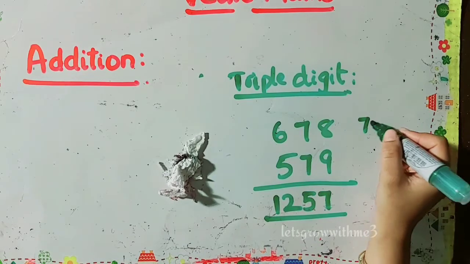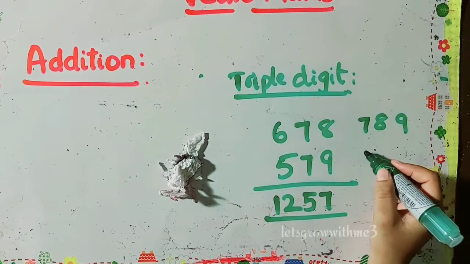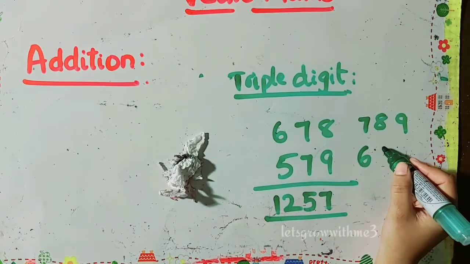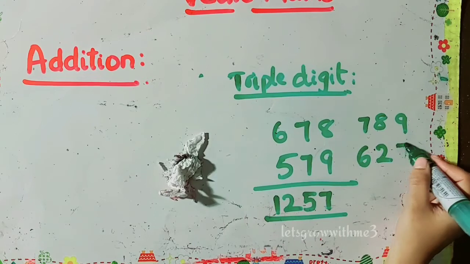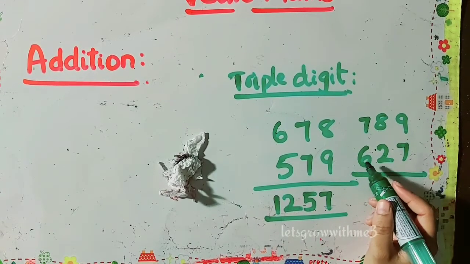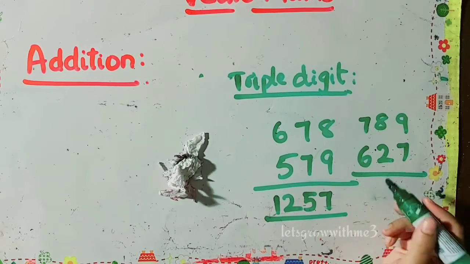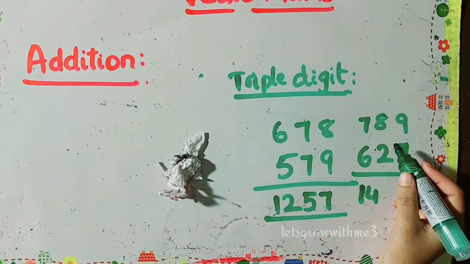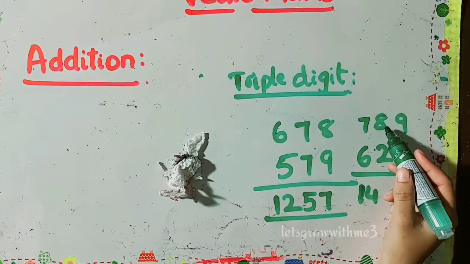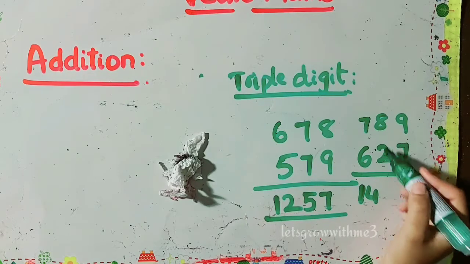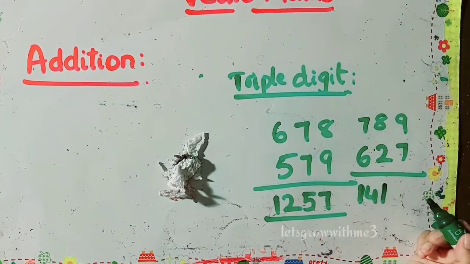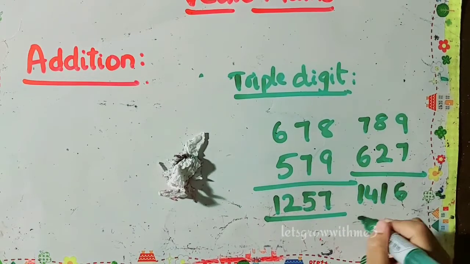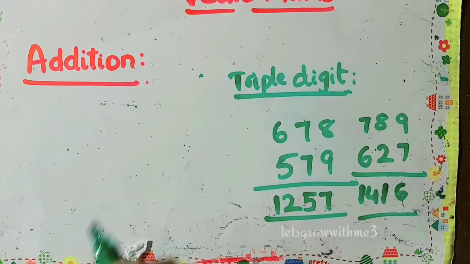Okay, let's see the next one. 789 plus 627. 9 plus 7 is 16, so we write 6 and carry 1. 8 plus 2 is 10, but we have a carry combination, so the value is 11. We write 1 and carry 1. Then 7 plus 6 is 13, plus the carry makes it 14. So the answer is 1416.